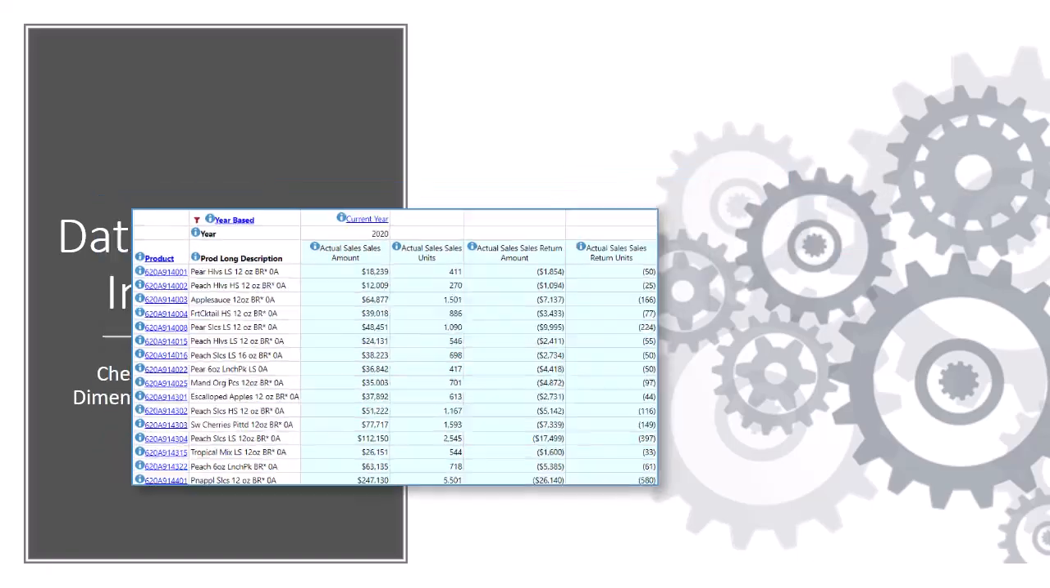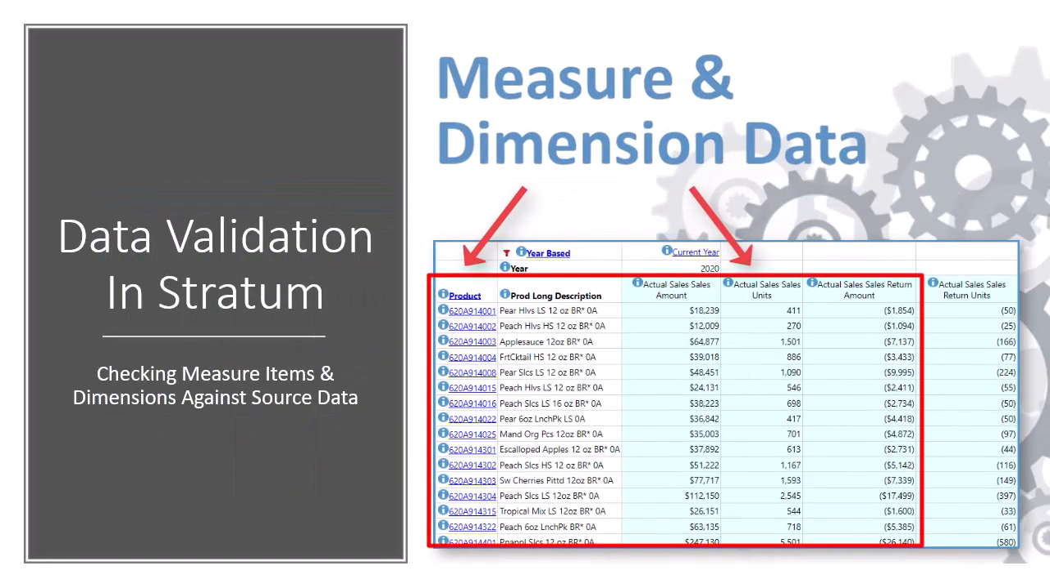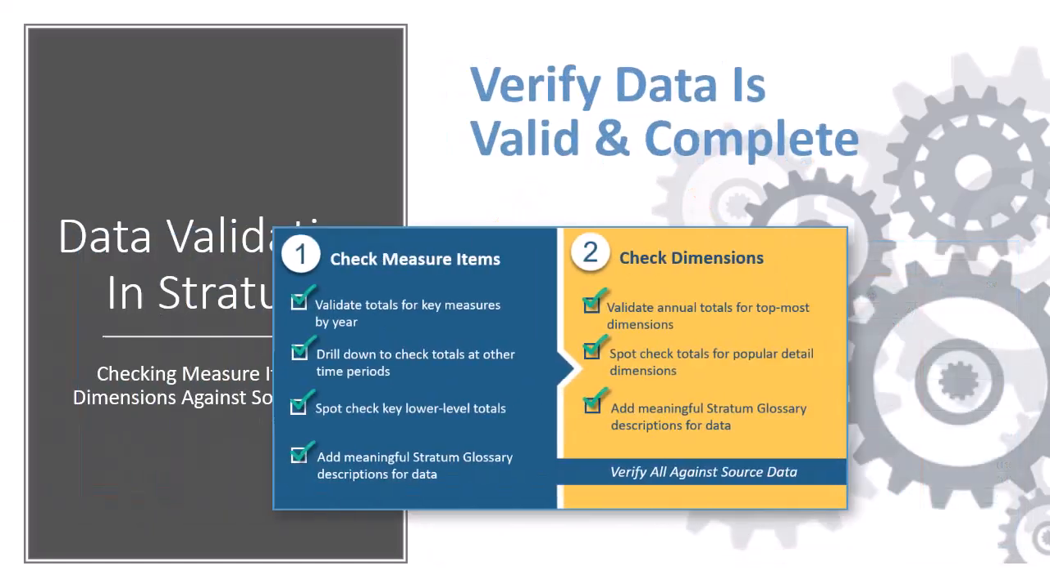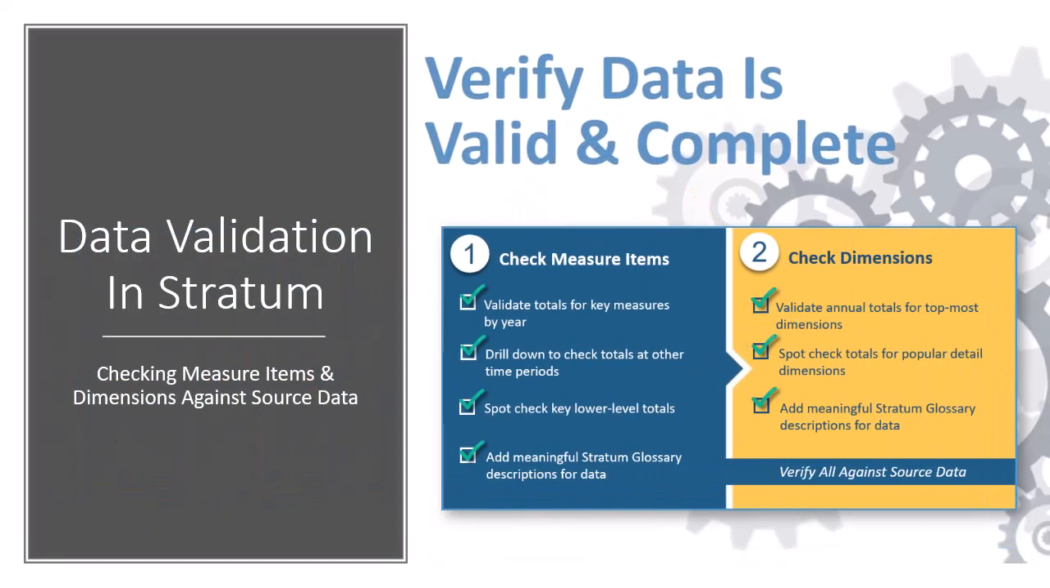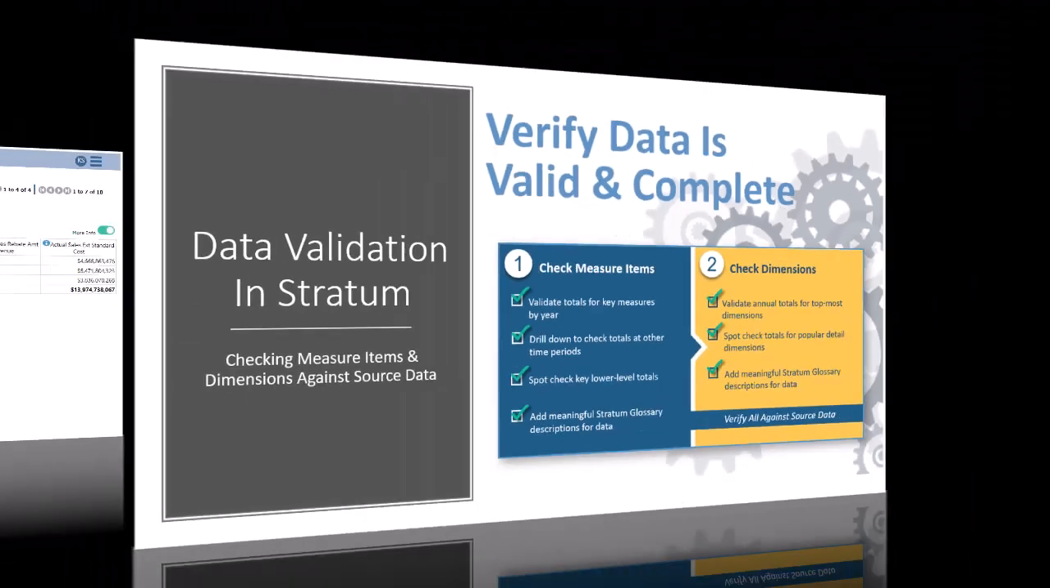This video walks you through the major steps for validating measure and dimension data in your Stratum environment. I'll point out things to watch for that help you determine if data is valid and complete, and give you tips about investigating the cause of invalid or missing data.